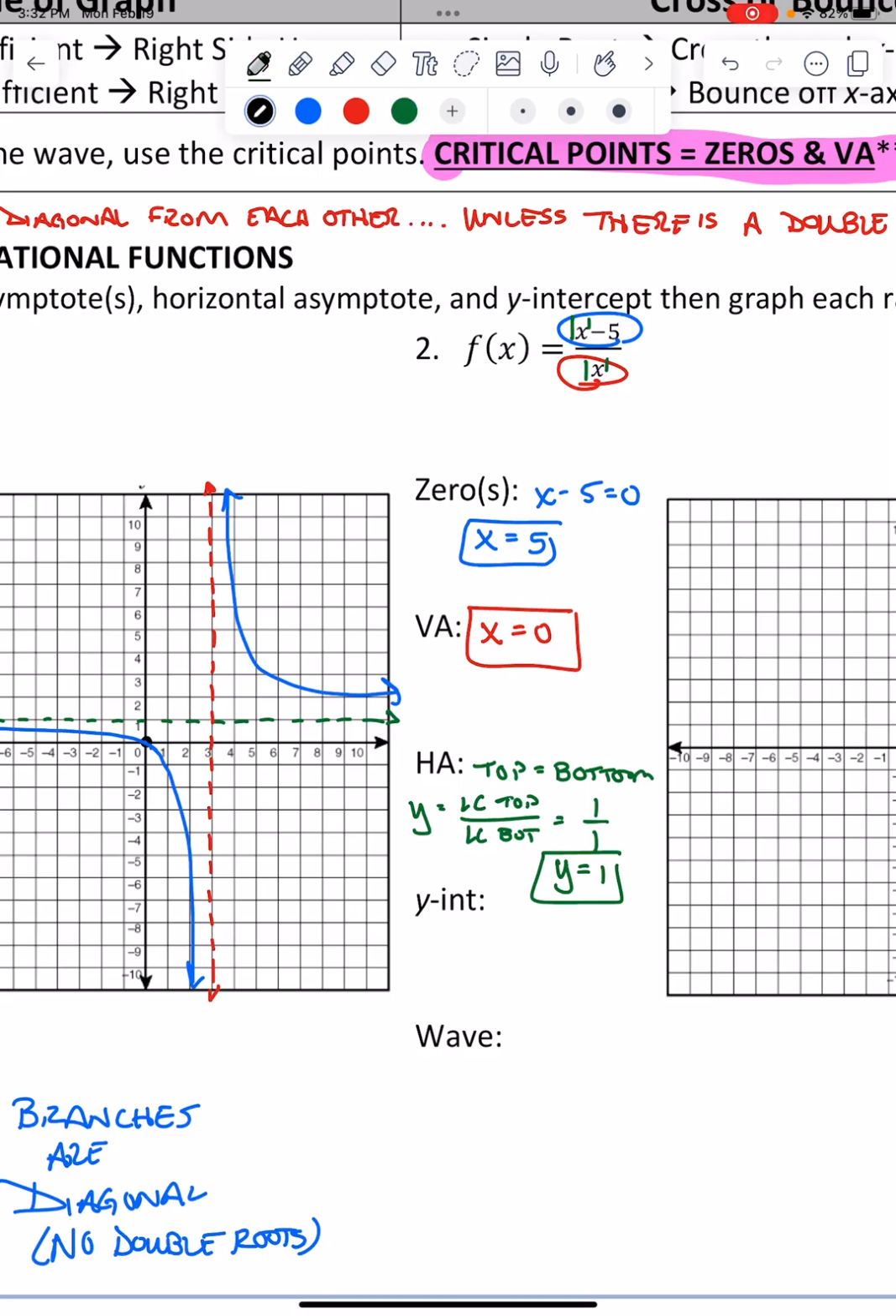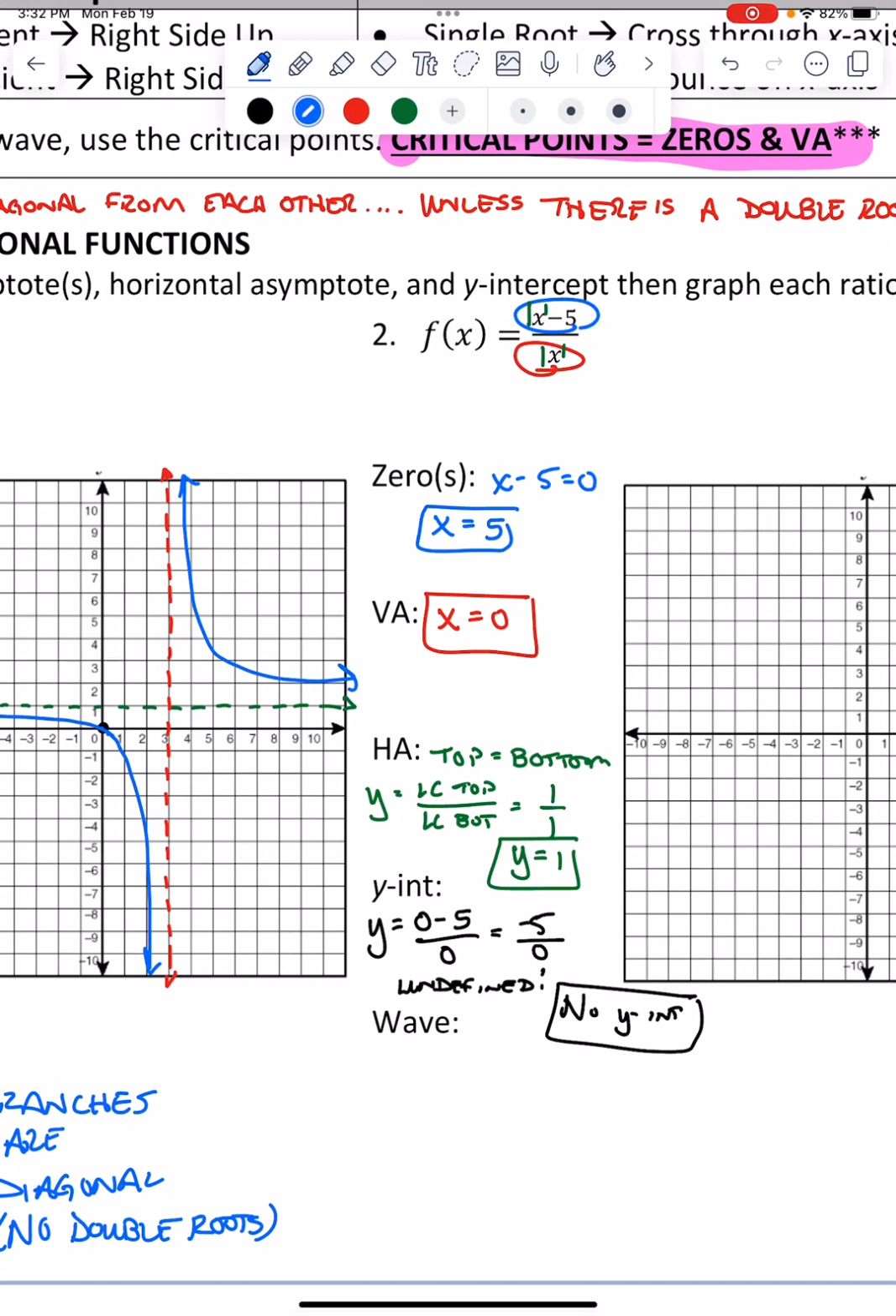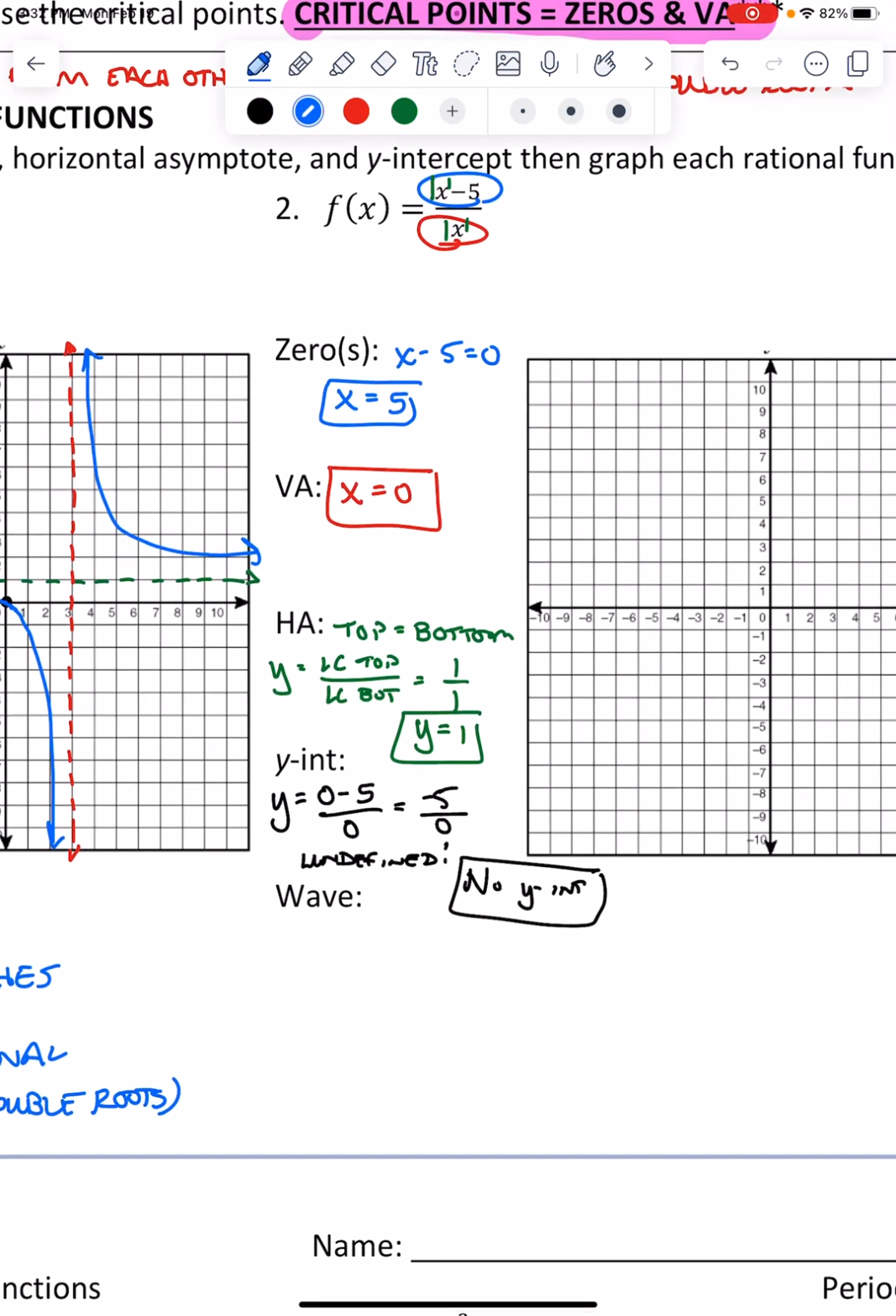And then for our y-intercept, plug in 0 for x. So we go y equals 0 minus 5 over 0. Negative 5 over 0 is undefined. So since it's undefined, that means this thing has no y-intercept. Okay? So as we go through here, there's no y-intercept to put on there.